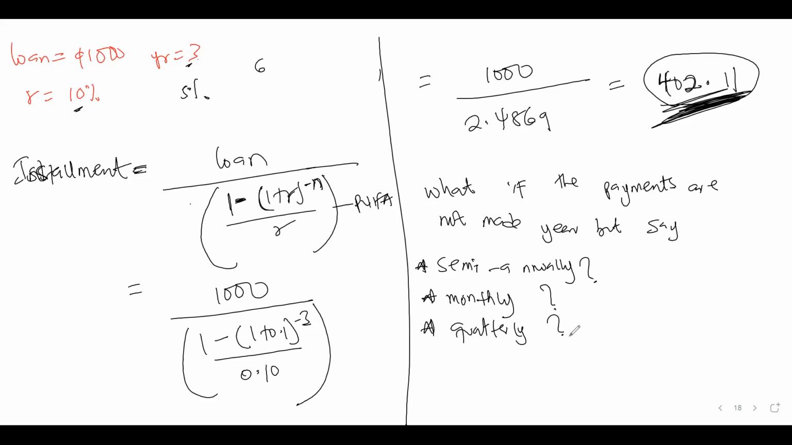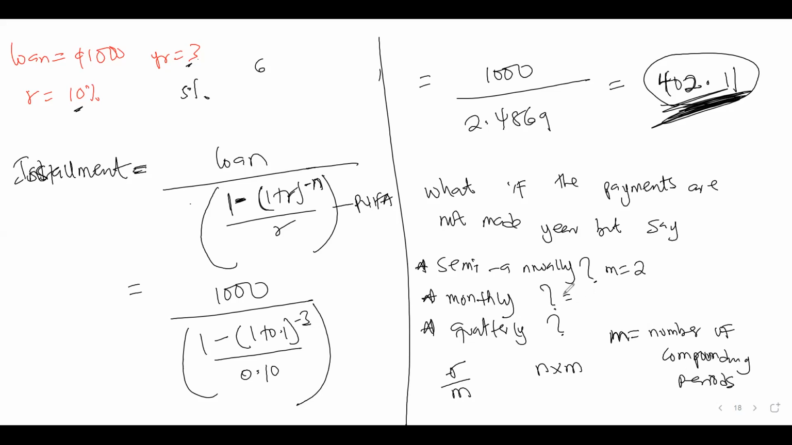So when that happens, we just divide the R by the M, and then we multiply N by M. And M is the number of compounding periods. So if it is semi-annual, the thing will compound 2 times in the year.